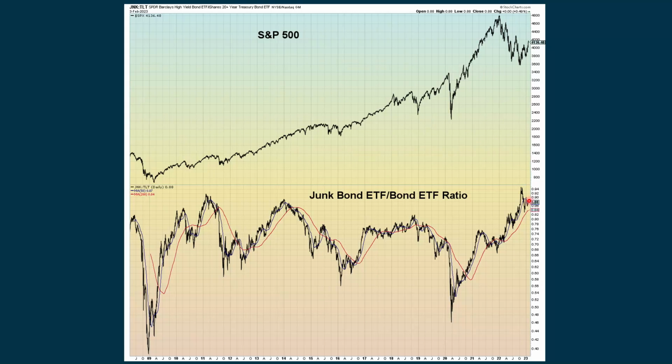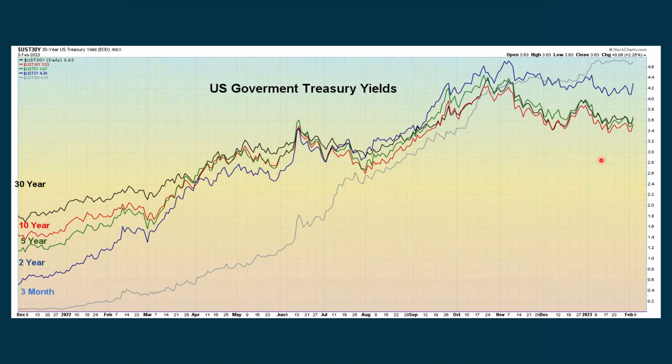We're seeing a recent golden cross and a new uptrend. This is a ratio between junk bonds and the bond ETF ratio, showing that even when junk bonds were suffering a little bit in 2022, they were still doing much, much better than government bonds. Here's a daily chart looking at the yields for the 30-year, 10-year, 5-year, 2-year, and 3-month. The 3-month is still on top.